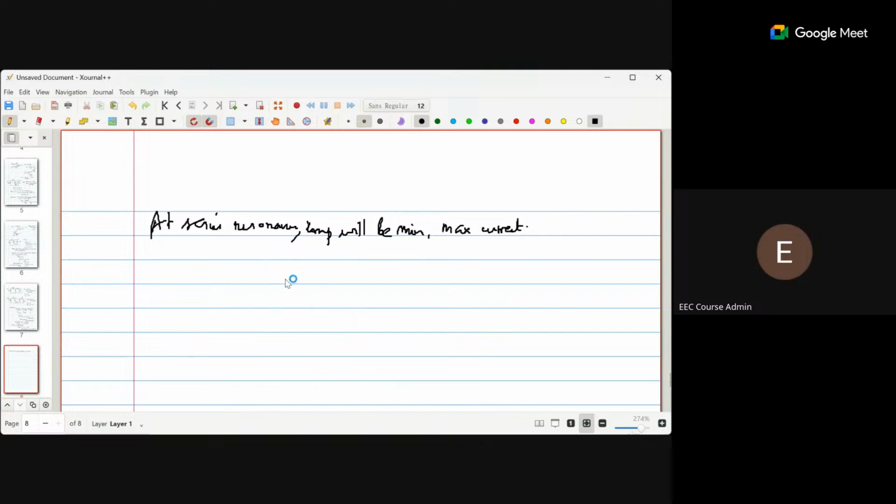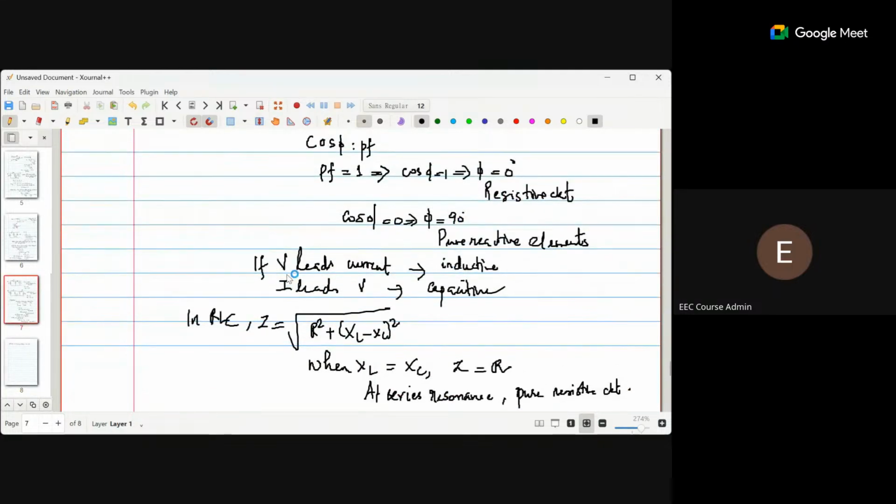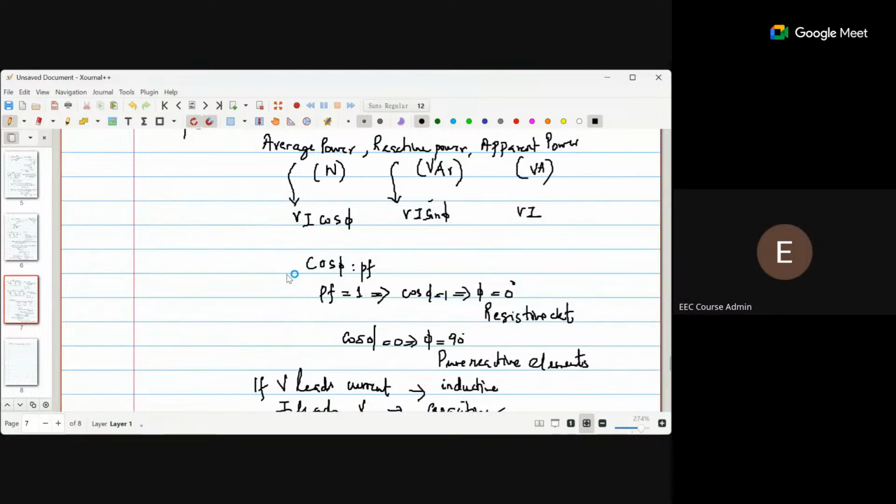Okay, so at series resonance, impedance will be minimum and the current will be maximum. Then what else we were discussing? What else in week 1?